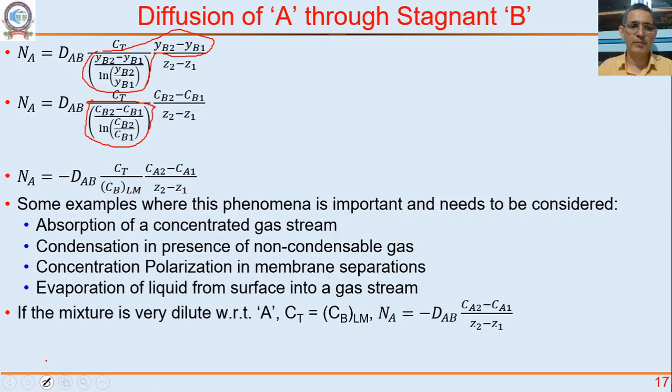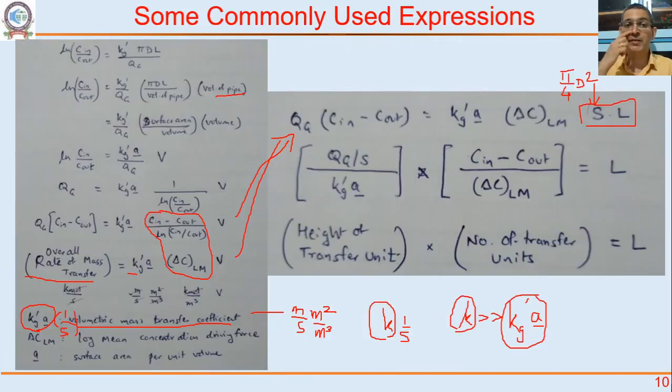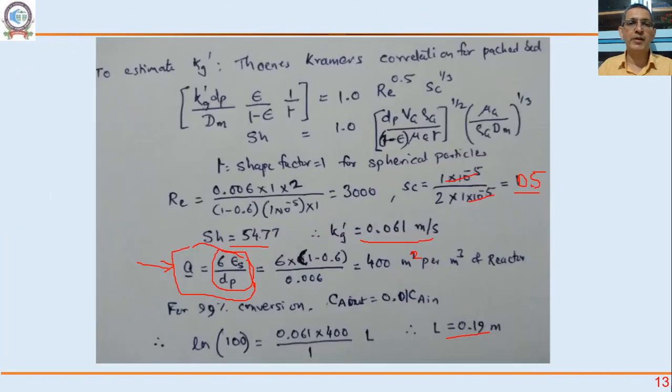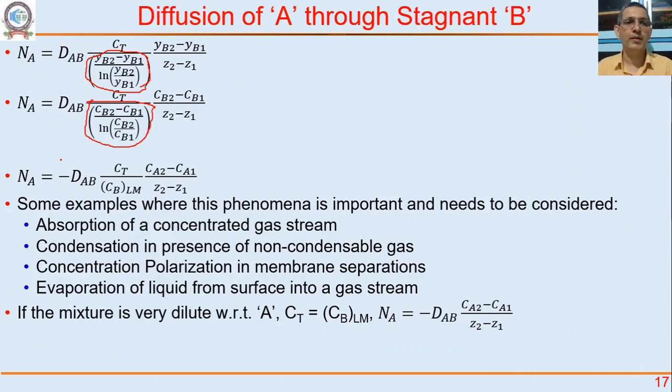Oops, let me just rub this. I've already taken that into account. So whatever I have circled, that part we call the log mean concentration of B. Look at how we had defined log mean concentration in the earlier problem. That's why I wanted to bring that concept here. It is the log mean concentration driving force for B. Okay, so you'll get this as a flux.